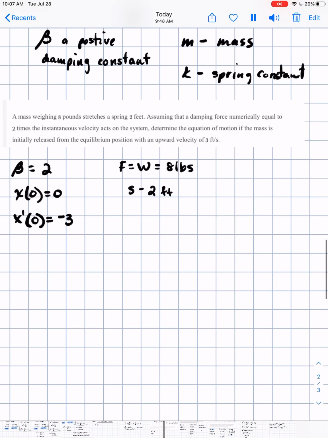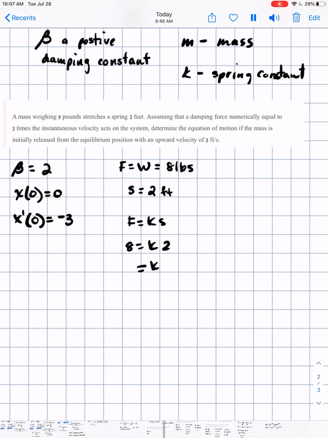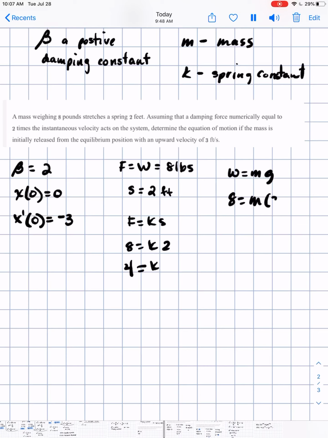So let's find k. So remember, force equals ks. So here we have 8 equals k times 2. So k is going to be 4. And then the mass, right, so weight is equal to mass times gravity. So we have 8 equals m times 32, right? We're talking about feet. And m would be 1/4.